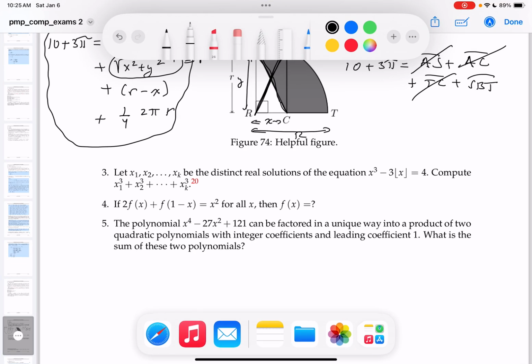Again, you don't have a calculator, so you're going to have to do this one without a calculator. So it's number 3, and I want to point out I'm looking at x cubed minus 3 times the floor of x, and that's equal to 4.